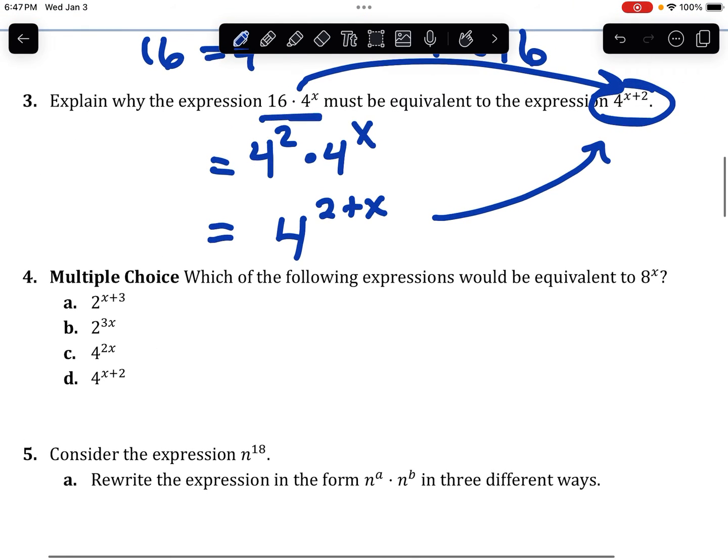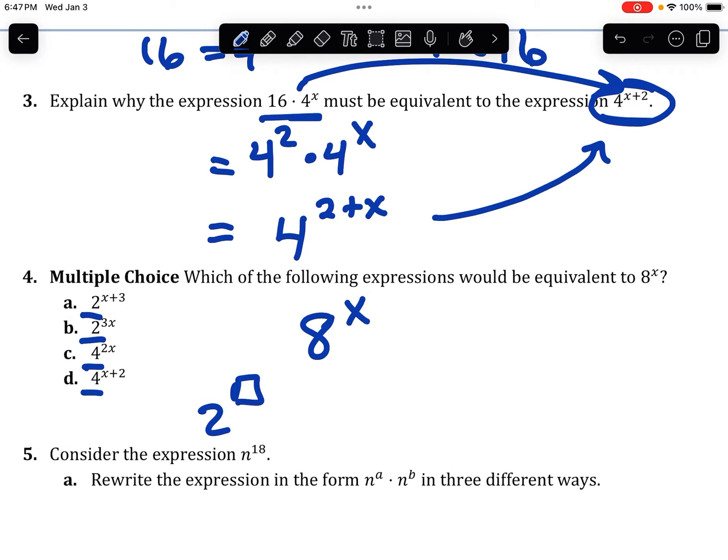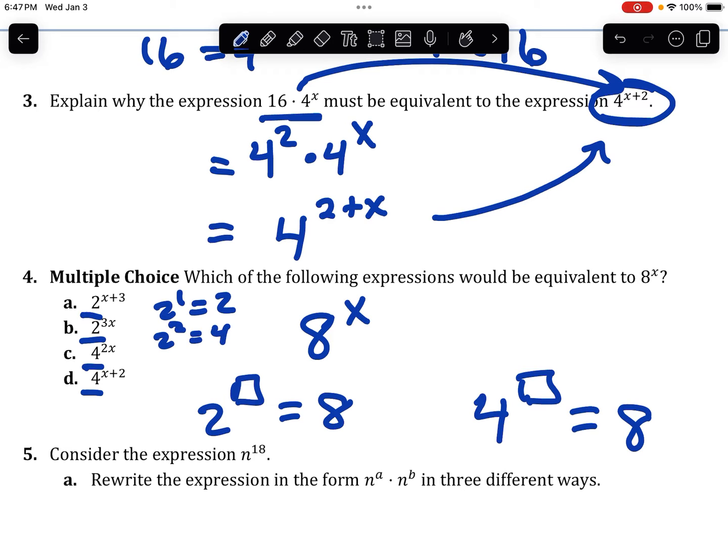For the next one here, we have 8 to the x. And it's a multiple choice question. You'll see the bases here are 2 or 4. So we have to think, can I get 2 to a power to get 8? Or can I do 4 to a power to get 8? Well, the powers of 2: 2 to the 1st is 2, 2 to the 2nd is 4, 2 to the 3rd is 8. So there we go, there's 8.